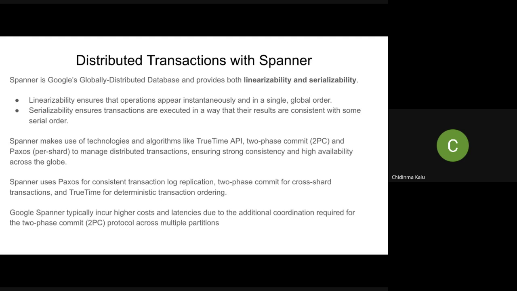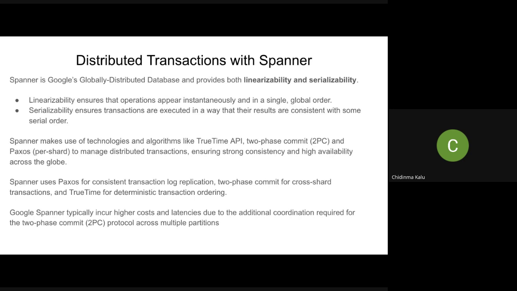Spanner. Personally, I'm biased towards Spanner, and I think it's because it utilizes things like physical clocks, which we will talk about, 2PC, which we've talked about, and Paxos, which we've somehow talked about today. Spanner was created by Google, and it provides both linearizability and serializability.